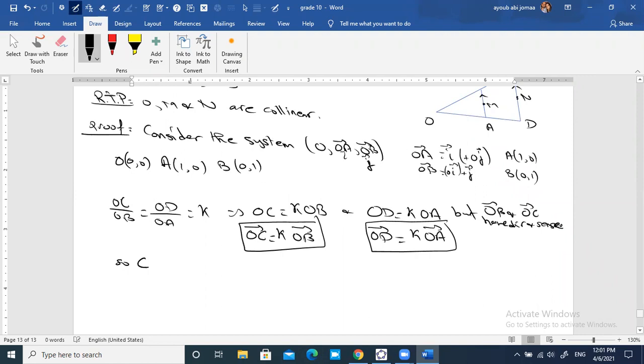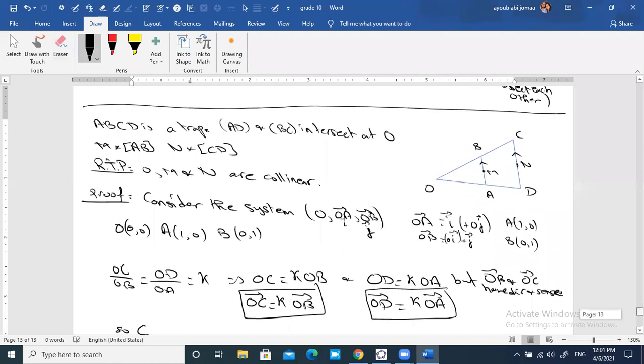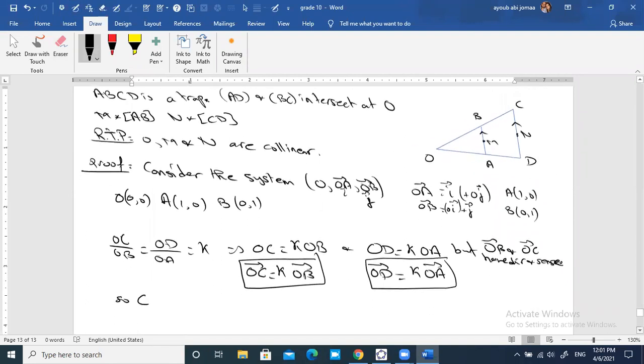So what are the coordinates of point C? If OC is equal to KOB and OD is equal to KOA, what are the coordinates of C and that of D? C is 0, K. And what about D? I thought we calculate it like the previous one. It's K, 0. For whoever didn't understand, we go back and review.